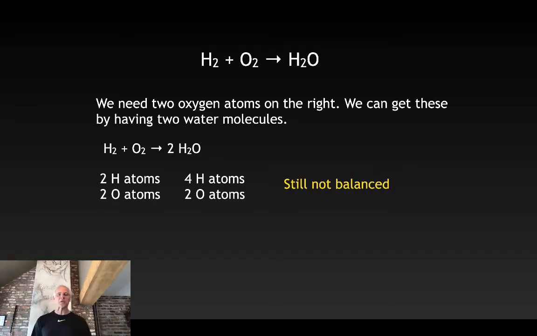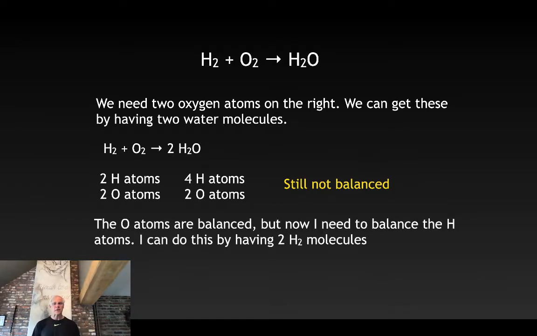Is there something else that we can do in order to get 4 hydrogen atoms over in the reactant side? And there is. I can balance those hydrogen atoms by having 2 H2 molecules. That will leave the oxygens alone. They're already balanced. And it will bring up the number of hydrogen atoms in the reactants to 4. And so now if we look, I have 2 H2, that gives me 4 hydrogen atoms. O2, that gives me 2 oxygen atoms. And then over with the 2 H2O, that gives me 2 water molecules, which gives me a total of 4 hydrogen atoms and 2 oxygen atoms, just like we have in the reactant side. So we are, in fact, balanced there.